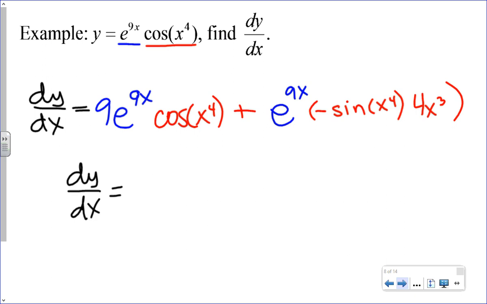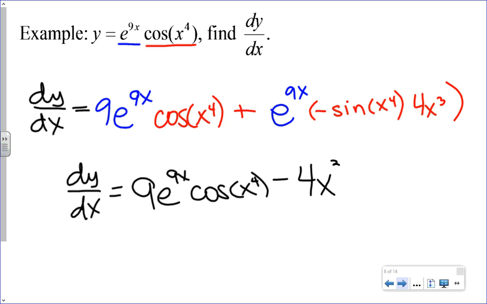Okay. If there's a negative, I like to rewrite it so that it becomes subtraction instead of multiplying by a random negative value. So I would want to rewrite it as 9e to the 9x cosine of x to the 4th minus, I like the polynomial piece to be in front. That's how I would organize it. It doesn't matter, but that is probably how you would see it in a multiple choice situation, or in my answer key.